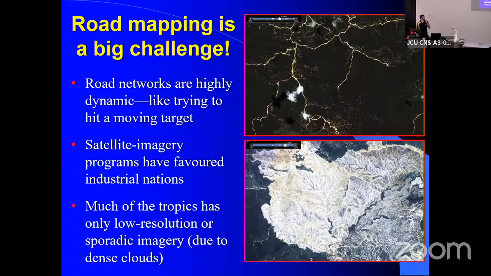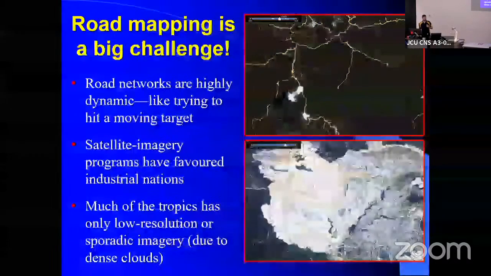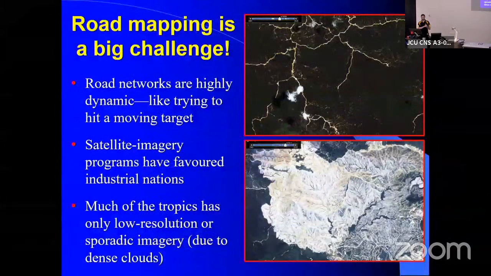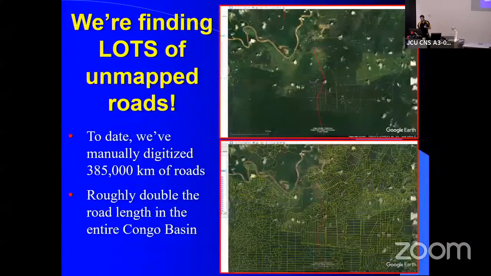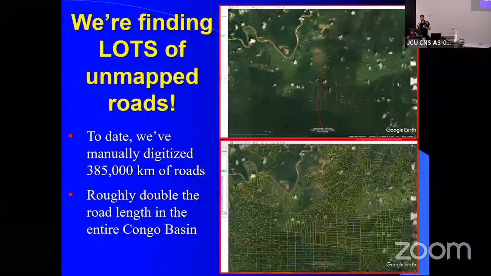And satellite imagery programs also favor developed and industrial nations. So often we have to contend with out-of-date imagery or low resolution imagery. If you want good imagery of New York City, that's easy, but to try and get good quality imagery of rural Papua New Guinea, you're pretty much just dealing with Landsat, which is 30-meter resolution. So if you're thinking of a 4-meter wide logging track, it's very hard to see. And we're finding lots and lots of unmapped roads.